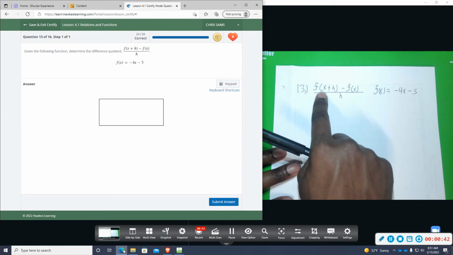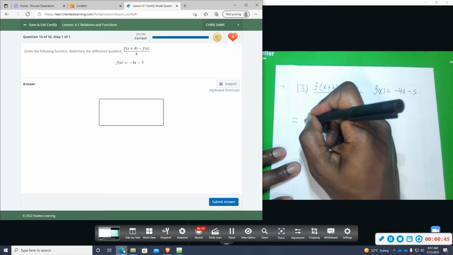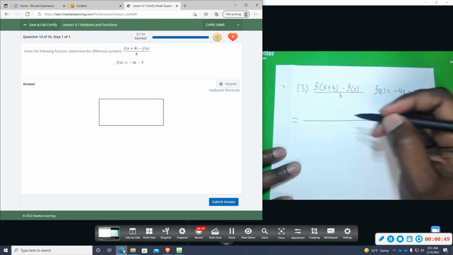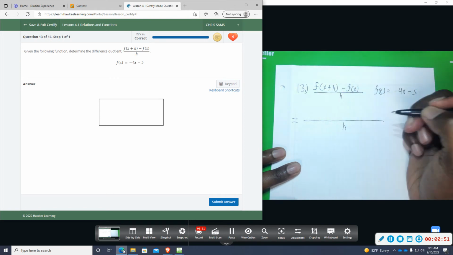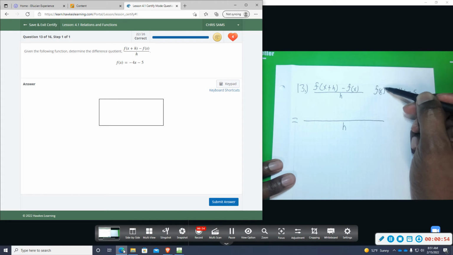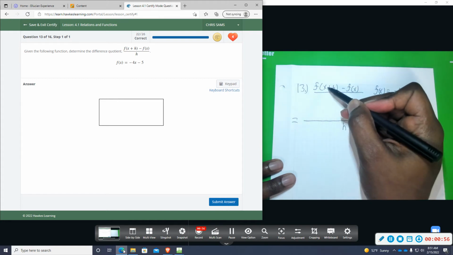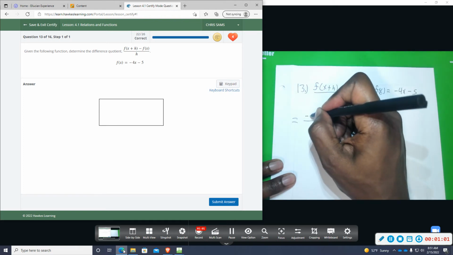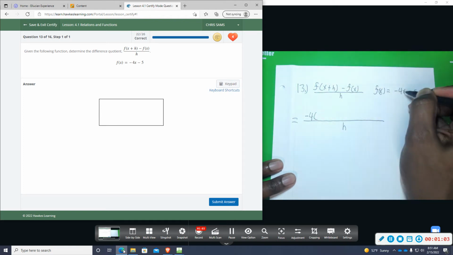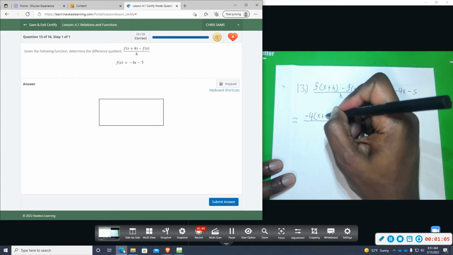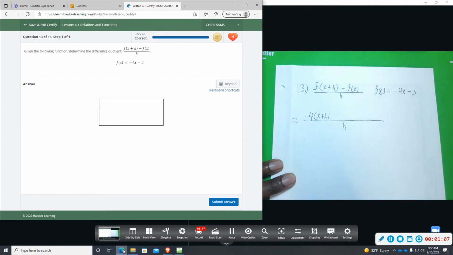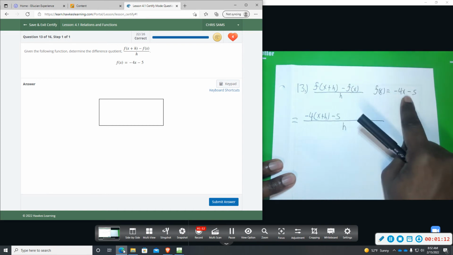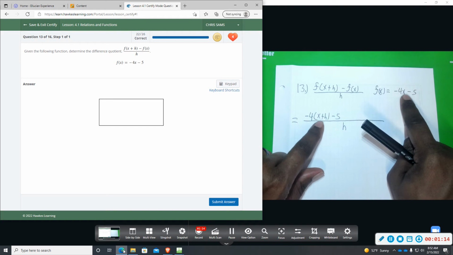So we're going to start out with f of x plus h on the top. Then you're going to take the f equation. Everywhere you have an x, you're going to replace it with x plus h. So that's going to be a negative 4 parentheses x plus h, and then minus 5. So it should look exactly like this, except we're replacing what x was.